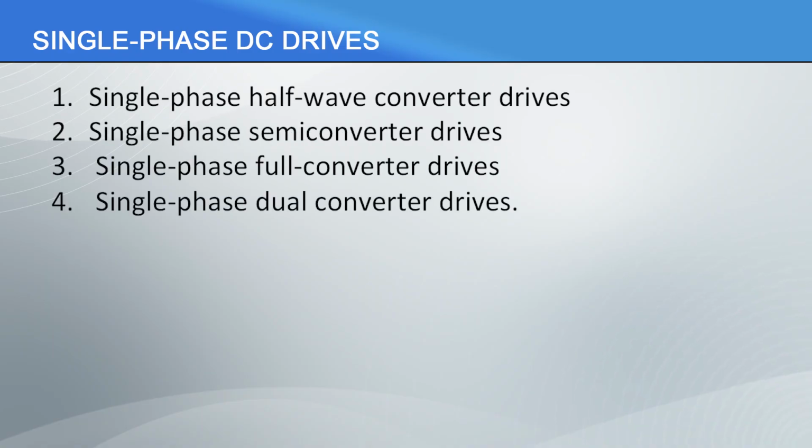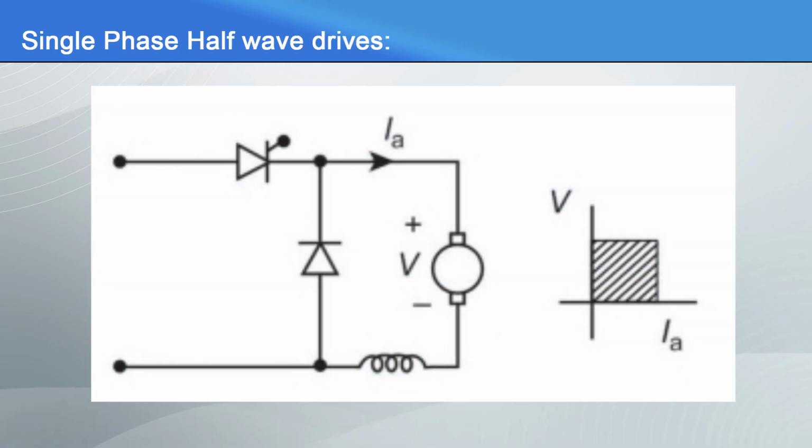Depending upon the type of power electronics converter used in the armature circuit, single phase DC drive may be subdivided as under. The first one is the single phase half wave converter drive, the second one is the single phase semi converter drive, the third one is the single phase full converter drive, and the last one is the single phase dual converter drive. So, first we start with single phase half wave drives.